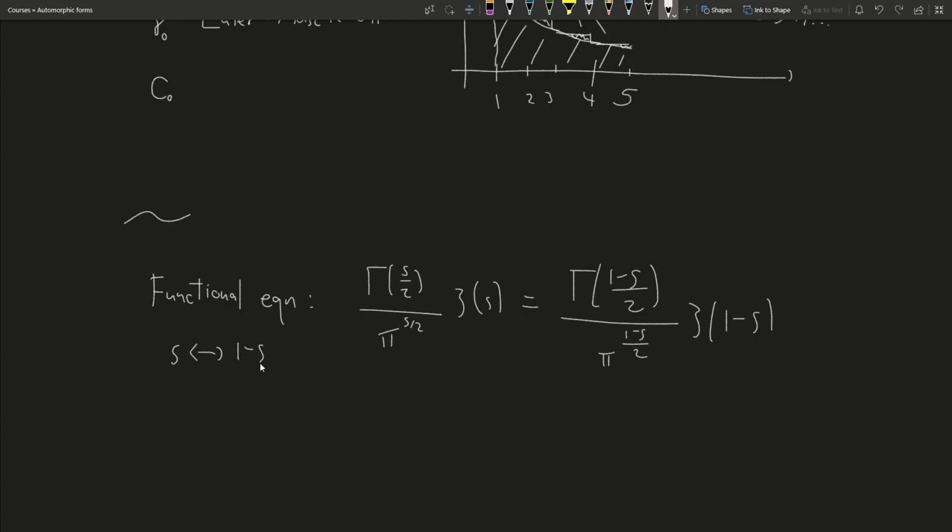What people will do is they will define this function uppercase lambda of s to be just this thing here, called the completed zeta function. And then the functional equation you can write simply as lambda of s is lambda of 1 minus s. It's a little more compact, and you'll see this sort of thing done for other L functions as well.